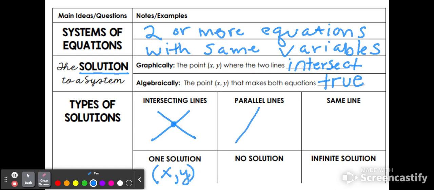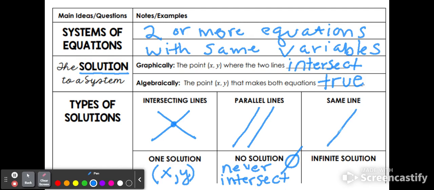We could have parallel lines. We talked about this today. There's no solution because they never intersect. And we know the no solution symbol looks like that. We've used that before. And when they're the same line, remember the equations might look different, but they are over one another. And that has an infinite amount of solutions because they intersect at every single point along the line.